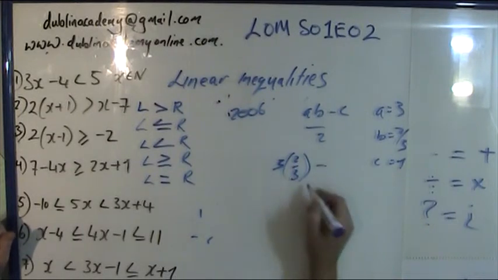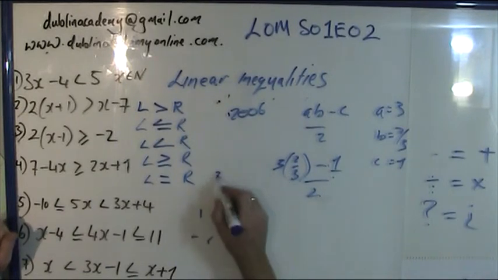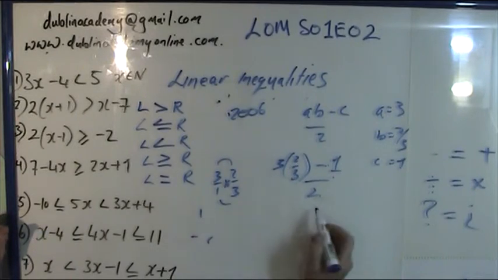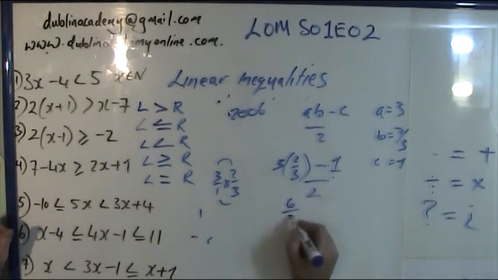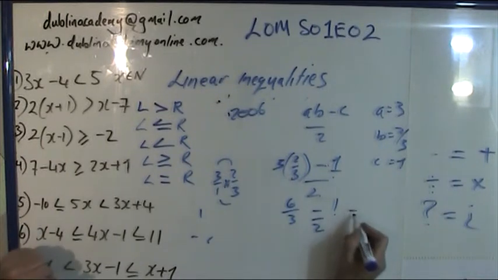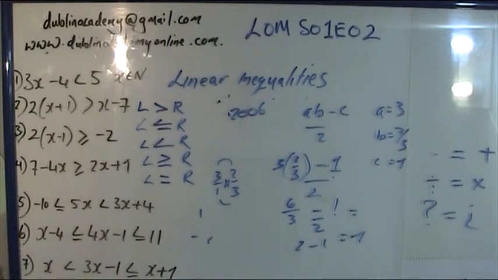And our fraction minus C, which is 1 all over 2. So I multiply the top by the top, so that's the same as 3 over 1 multiplied by 2 over 3, and we know it's the top by the top, the bottom by the bottom. So 2 threes are 6 over 3, minus 1 all over 2. And that becomes 2 minus 1, which is equal to 1. So that's the answer to that.